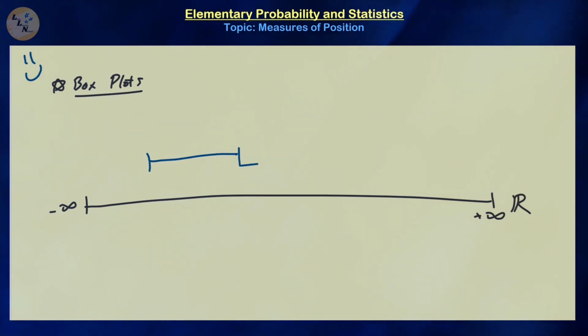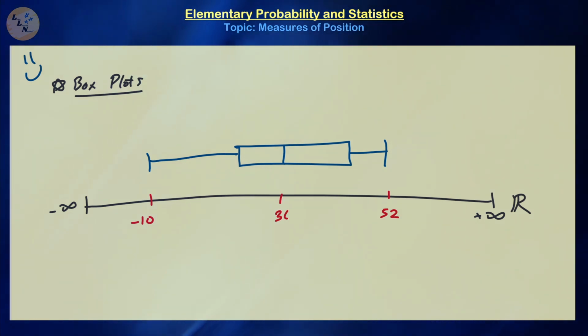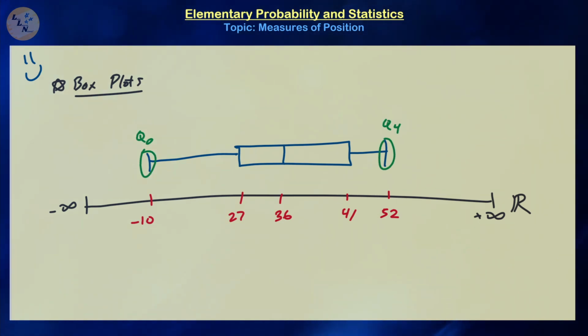So the box plot representation for a set of data usually looks something like this, right? So this could be -10, this could be 52, this could be 36, this could be 27, and this could be, I don't know, 41. So this element corresponds to Q0, this element corresponds to Q4, this element corresponds to Q1, this element corresponds to Q3, and this element corresponds to the median Q2.